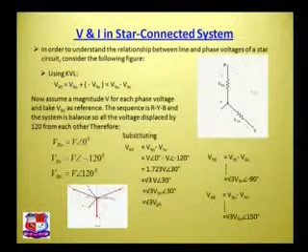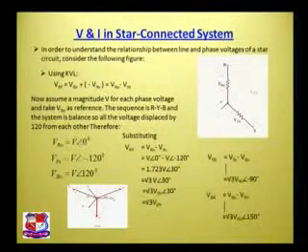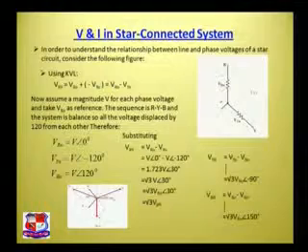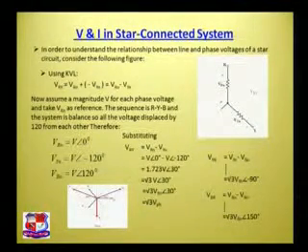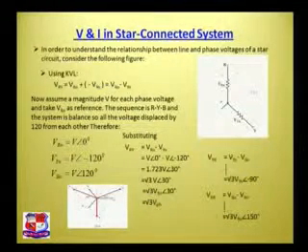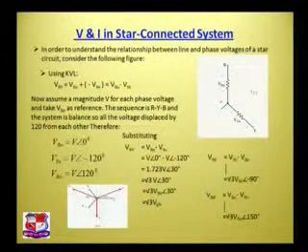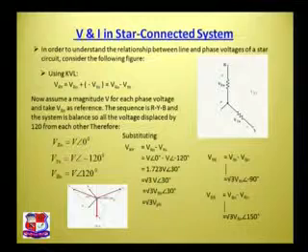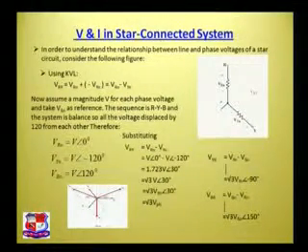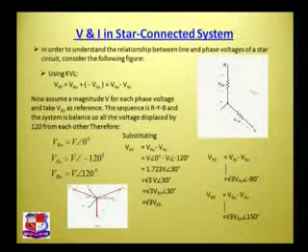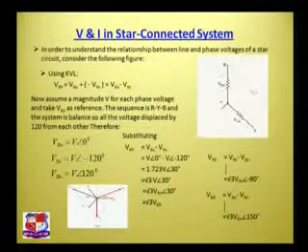Then another is in the next slide. First we have VRN, VRY, so we call it VRN minus VYN according to Kirchhoff voltage law. VRN is V at zero angle, then minus VYN is minus V at minus 120. So 1.732 at angle 30 is called root 3 V at angle 30, and so it will be the same.